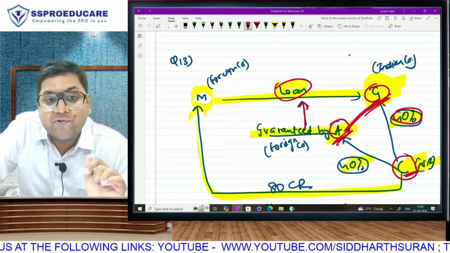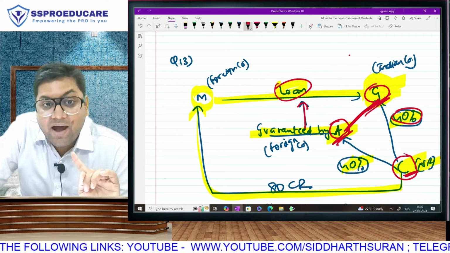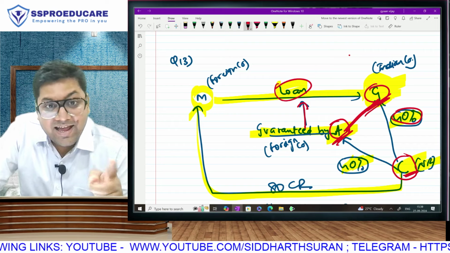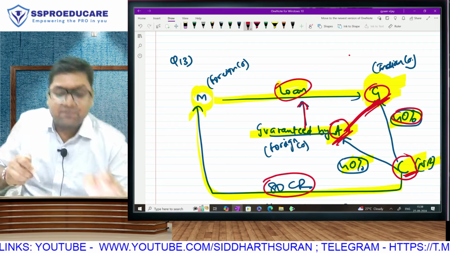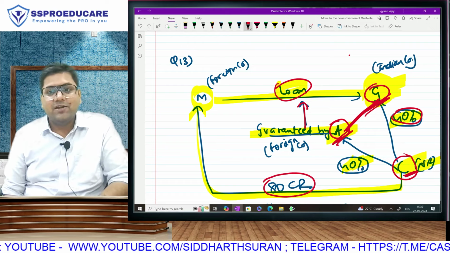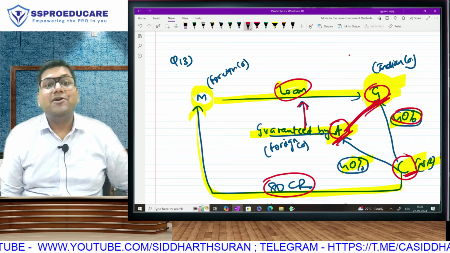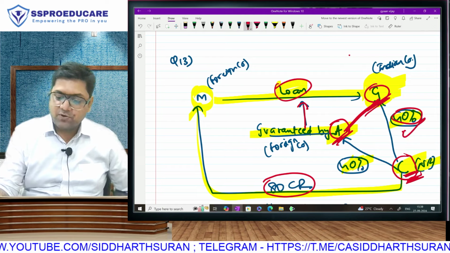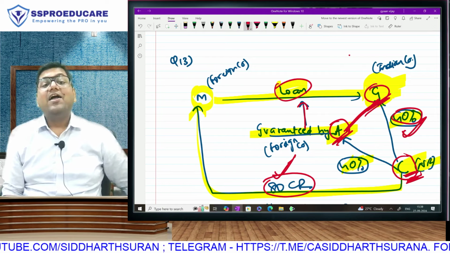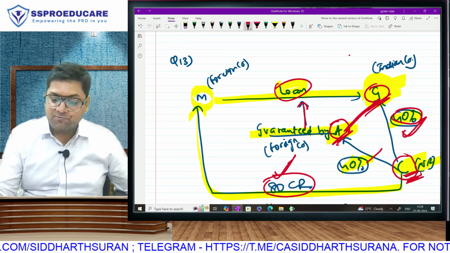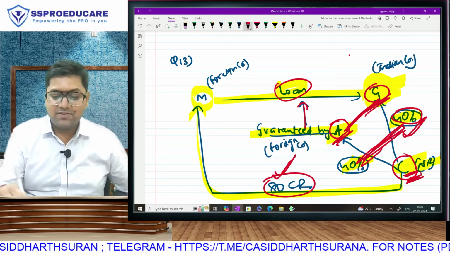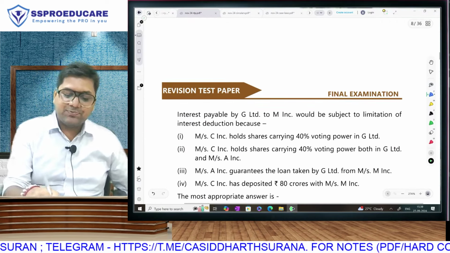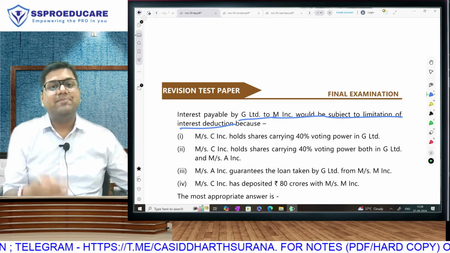There is one more way in which 94B gets affected. If my associated enterprise gives a guarantee, then also 94B attracts. And if my associated enterprise deposits an equivalent amount, then also 94B. Matlab, 94B here is getting attracted in two ways. One, C is my associated enterprise because of this 40% and this 80 crore. And A is my associated enterprise because of both the 40% and this guarantee. Matlab, 94B is coming in two ways. Interest payable by G to M would be subjected to limitation. There is a limitation on interest deduction now.